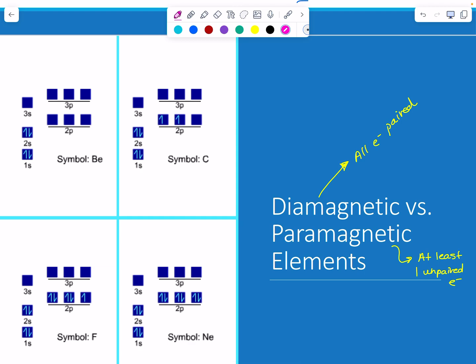Looking at their electron configurations, we've got our friend beryllium here. Is beryllium diamagnetic or paramagnetic? Diamagnetic. Okay. How about carbon? It's paramagnetic. Yep. How about fluorine? It's paramagnetic. And how about neon? Diamagnetic. Yep. And again, we would expect all of the noble gases to behave that way, because they all have 8 electrons in their outermost shell.